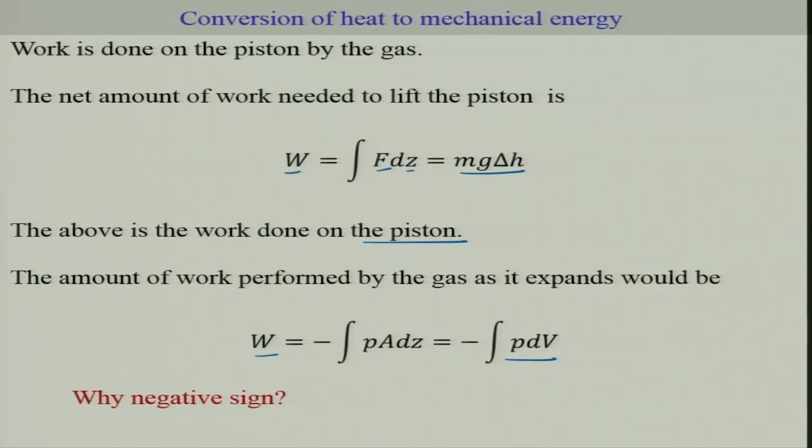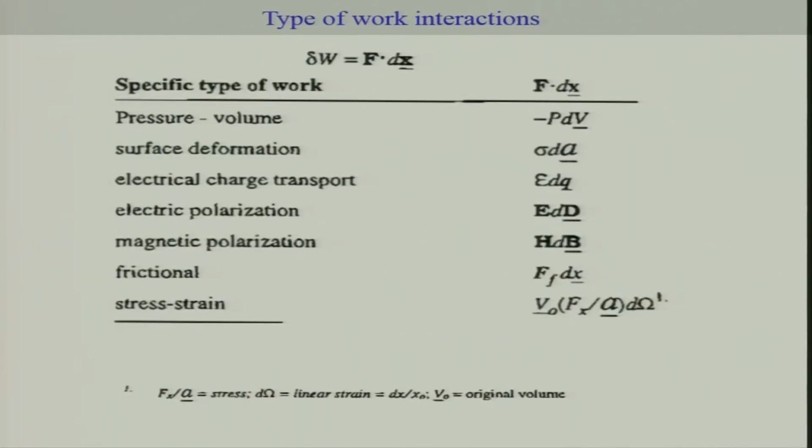Now, by definition we are putting a negative sign, because it is work done by the gas, and by nomenclature we are using that to be negative. If any work is done on the system, that would be positive. In general, there are many types of work interaction you can consider. I will come back to this example once more, but let me just summarize the typical work interactions.